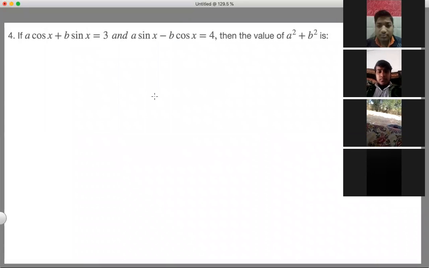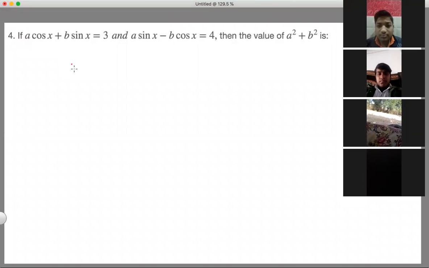Okay, so a very similar question now again. A cos x plus B sin x is equal to 3 and A sin x minus B cos x is equal to 4. We have to find the value of A square plus B square. So what should we do? We need square terms, right? So it's a good idea to square the two equations and then add them up and see if we can get the result. We don't know, but that is how we have to try, and most likely we will get the result.